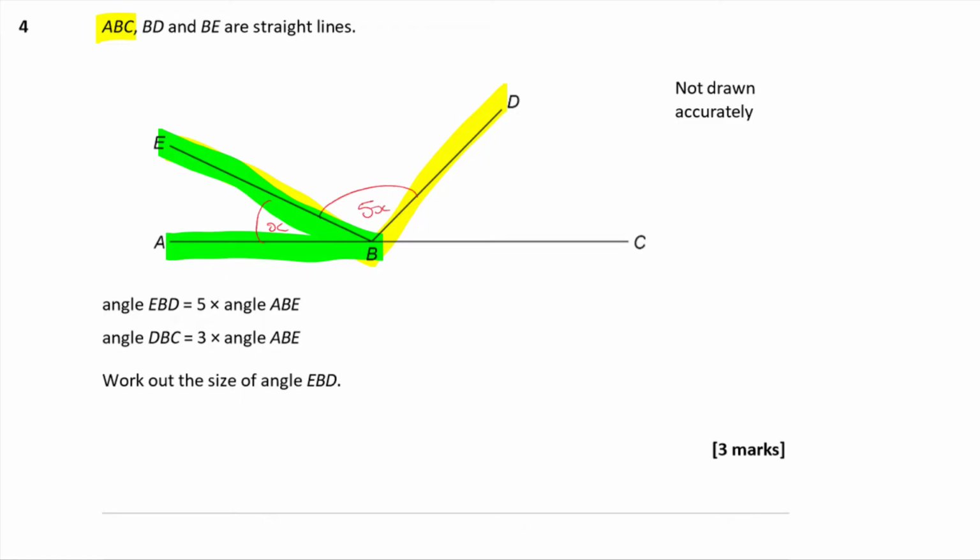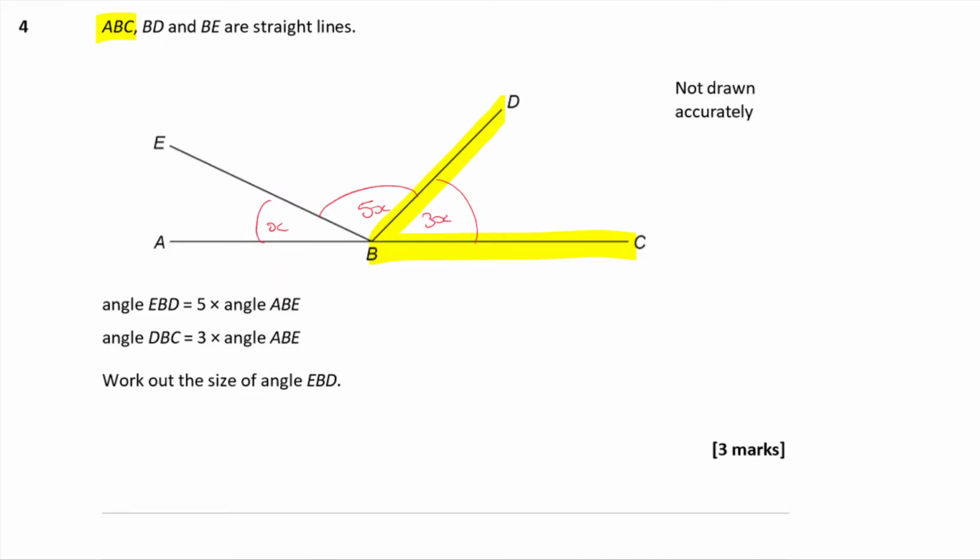Okay, and then I've got angle DBC. This angle here is 3 times as big as ABE. So this one is going to be 3 lots of x. Hopefully that makes sense. So then I've got 3 angles sitting on a straight line, and I know they're going to add up to 180 degrees. So my x and 5x and 3x add together to give me 180 degrees. So 5x, 3x, and x adds up to 9x, doesn't it? So I've got 9x is 180.